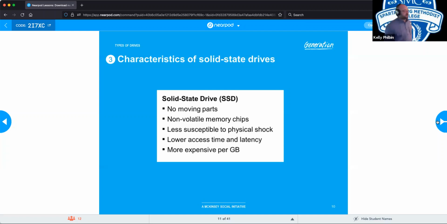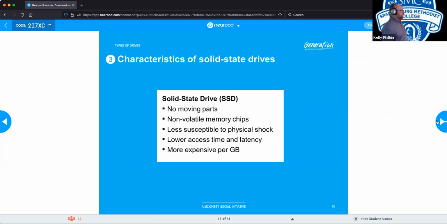Downside is they are more expensive per gigabyte than your standard mechanical drive. So for extremely large data storage, you will still see people utilizing mechanical drives, just because getting to solid state drives of that size can become very cost prohibitive. But that is at the cost of speed for read and write.